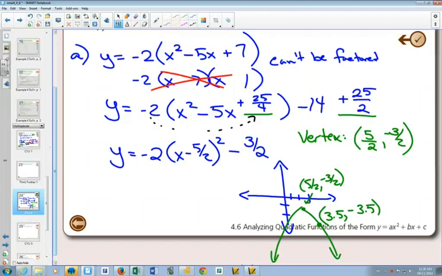Our axis of symmetry is at x equals 5 over 2. Again, put arrowheads on your graph, and we use completing the square to graph it, because we couldn't factor it, even though we tried.